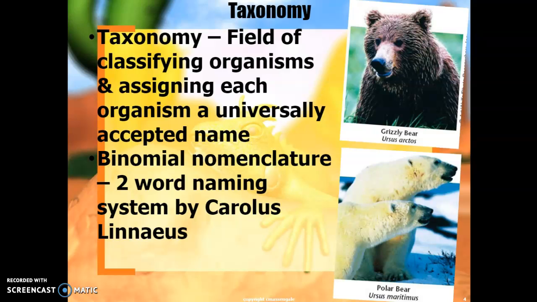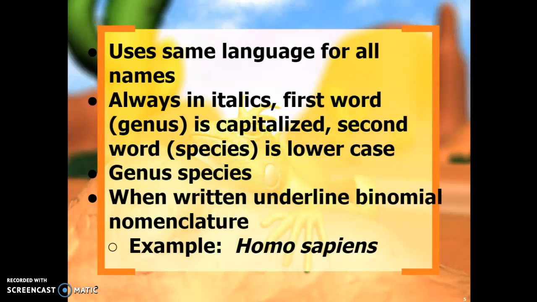Taxonomy is the field of classifying organisms and assigning each organism a universally accepted name, and we call that binomial nomenclature. Bi means two. It's a two-word naming system invented by Carolus Linnaeus. Binomial nomenclature uses the same language for all names. It's always italicized. The first word is the genus, that's capitalized. The second word is the species, and species is always lowercase. It's the genus and the species. And very importantly, when you write a binomial nomenclature, you underline it.